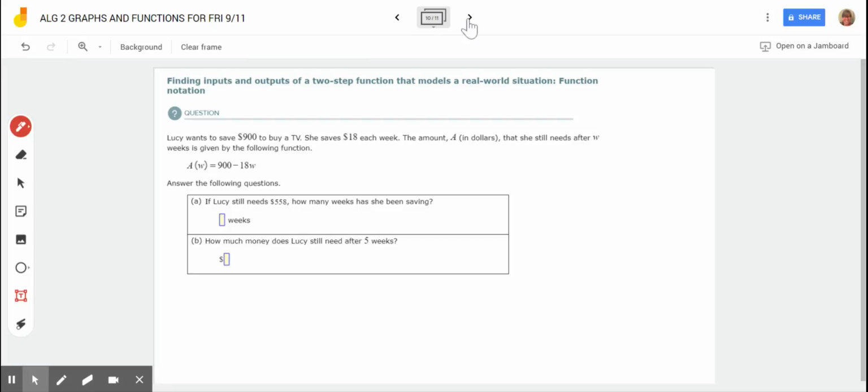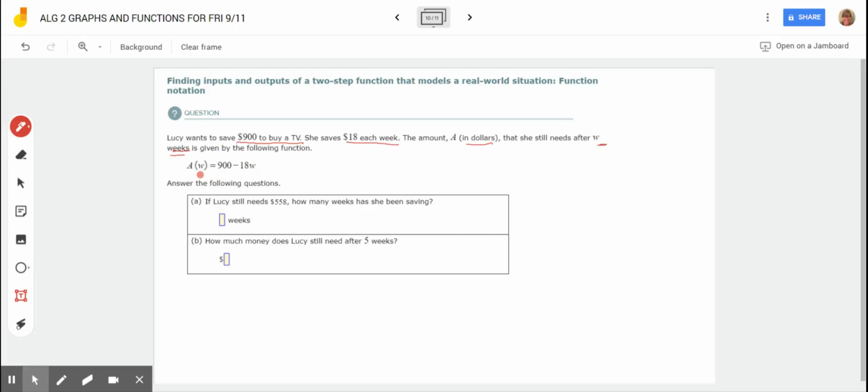All right. Take a look at the next one. Finding inputs and outputs of a two-step function that models a real-world situation. Function notation. All right. Lucy wants to save $900 to buy a TV. She saves $18 each week. Oh, wow. The amount A in dollars that she will need after W weeks, they're giving you that, is given by the following function.